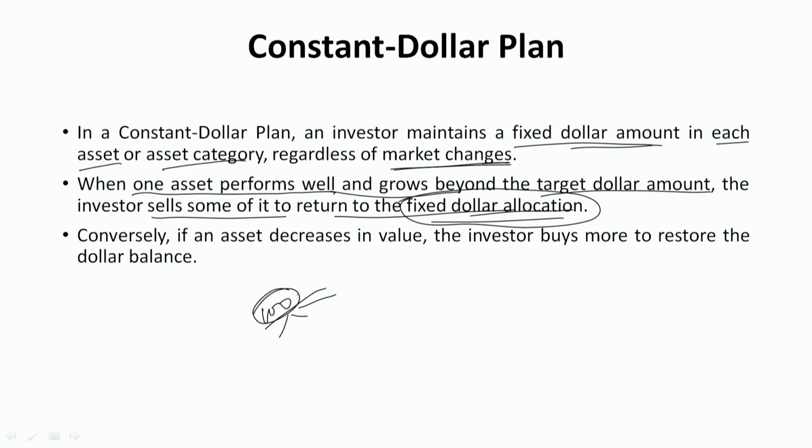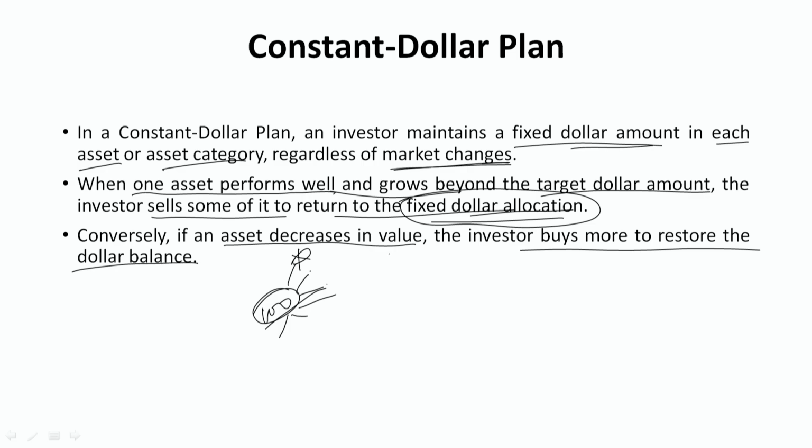I am just dividing this 100 into different categories, and if one of the categories is not working, I will just shut it down, but this 100 will be divided among the remaining stocks which are available, right. So, when an asset decreases in value, the investor buys more to restore the dollar balance. So, that is something you have understood from it.